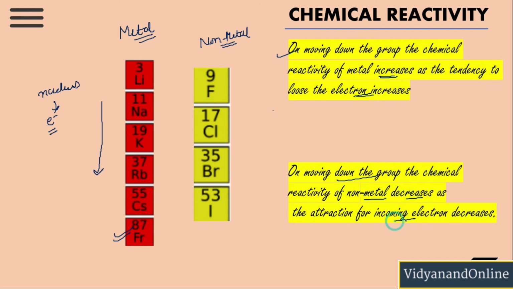Now talking about non-metals, on moving down the group, the chemical reactivity of non-metals decreases as the attraction for the incoming electron decreases. What happens is, the electron which fluorine has accepted in order to become a negative ion, fluorine is able to keep that electron with a strong force of attraction, whereas iodine is not able to keep that electron with a strong force of attraction. That is why as you move down the group, the chemical reactivity decreases. So fluorine is highly reactive among the elements in this group.